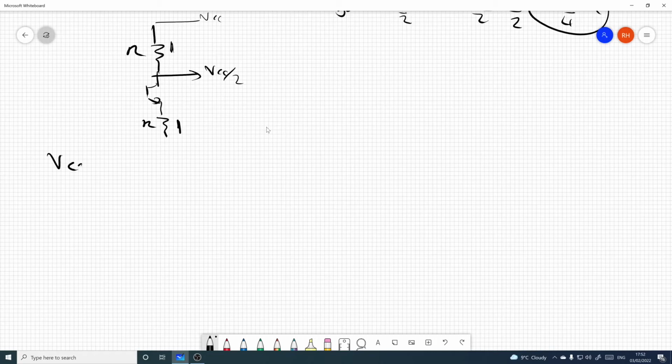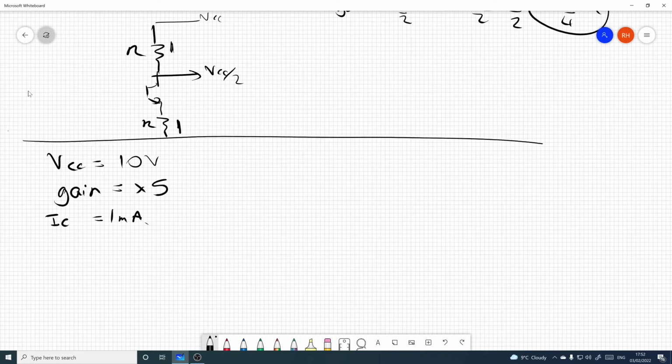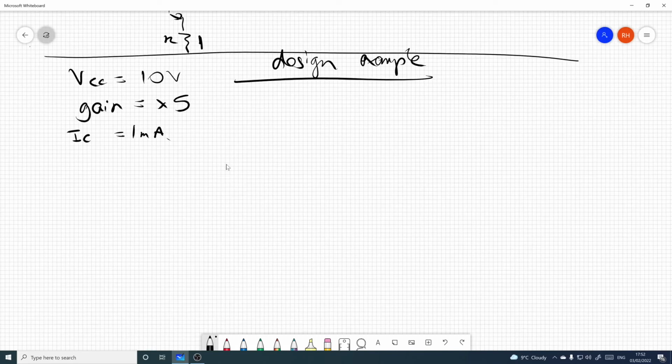Let's set some design goals. We'll have VCC equals 10 volts. We'll have gain equals times 5, or minus 5 if you like, because it's inverting. And we'll set the bias current, because why not, at 1 milliamp. Okay, brilliant. Right, this is our design example. So we're going to start at the top and work our way down.